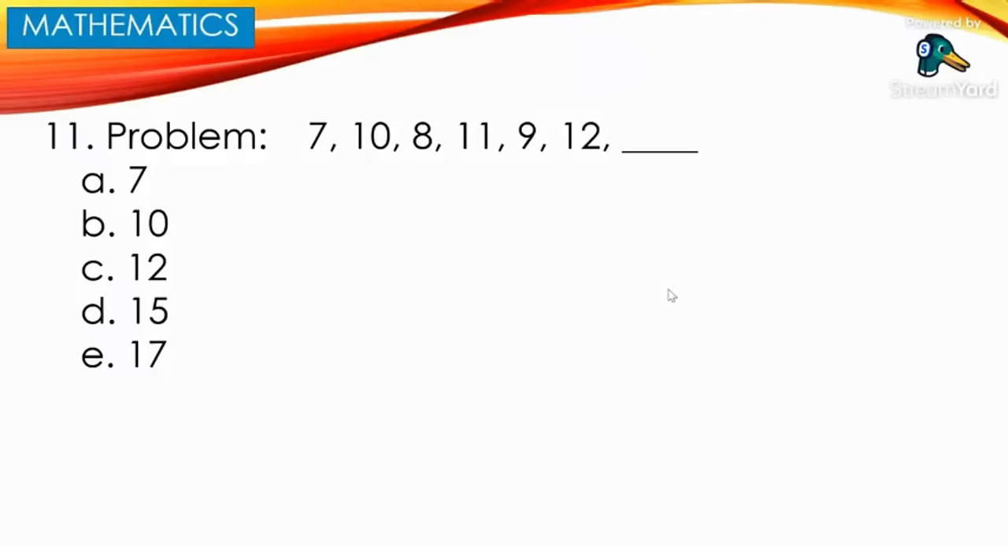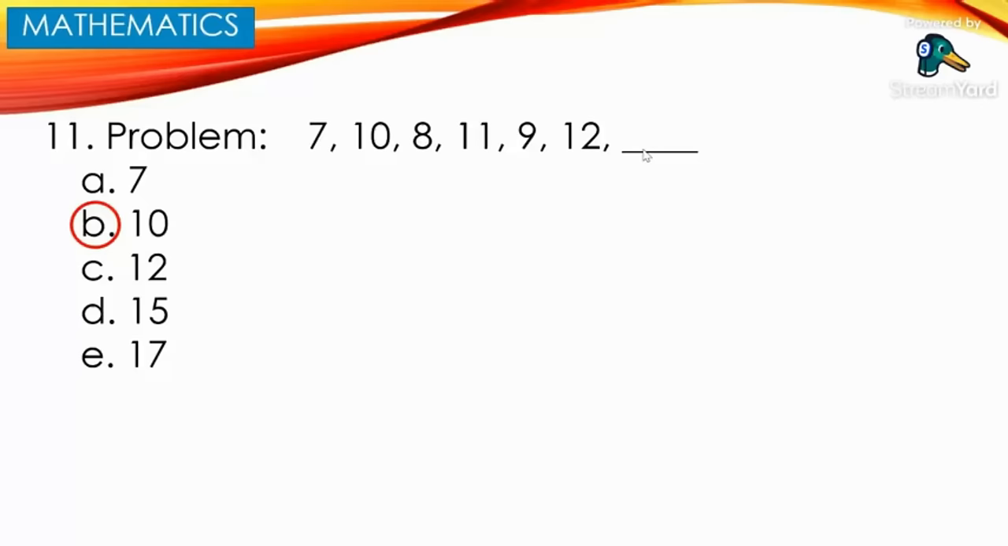What's the pattern for this? So 7, 8, 9, 10. Because you have 10, 11, 12. The pattern is first term to the third term to the fifth term. So the seventh term, ang next na pattern. So 10 sure na, Sir Eric. So the correct answer po is letter B, which is 10.